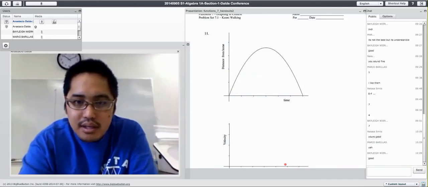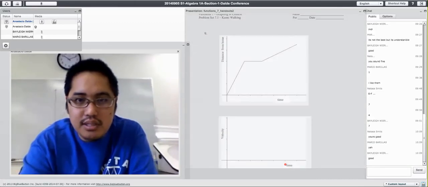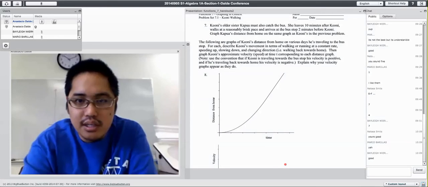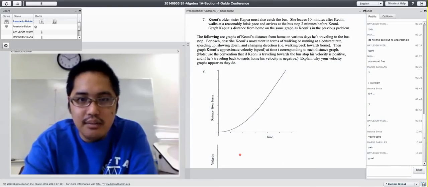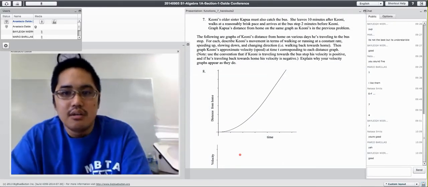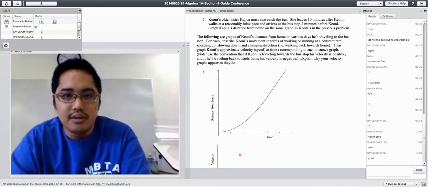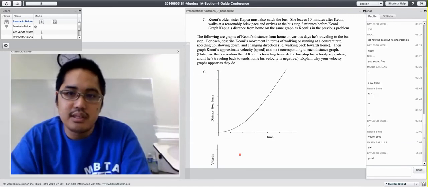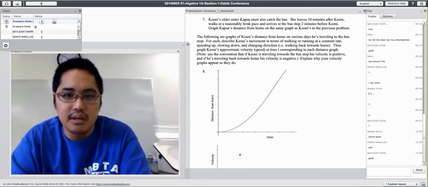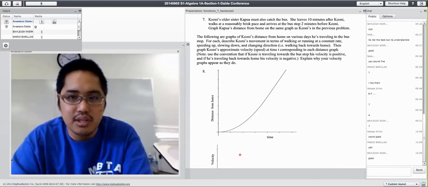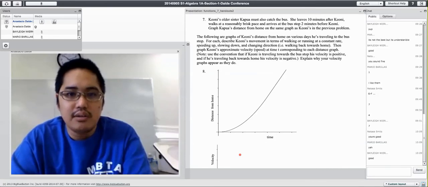Oh, what is this? Oh, this is really cool. This is great. Yes, I want to do this. The following graphs show Keone's distance from home on various days as he travels to the bus stop. For the distance of Keone's movements, walking and running at a constant rate, speeding up, slowing down, changing directions, then graph Keone's approximate velocity at the time corresponding to the distance graph.